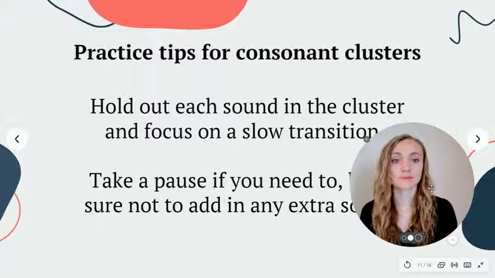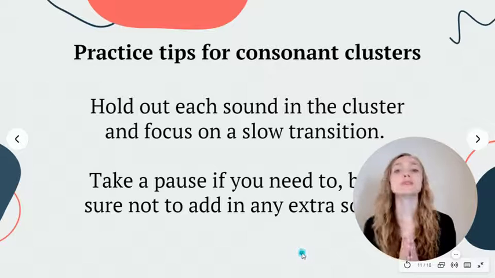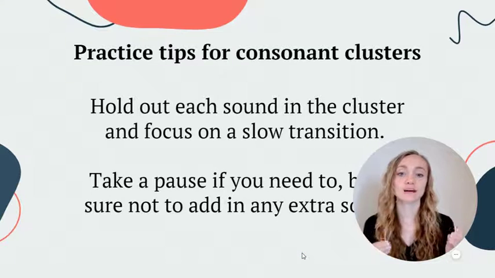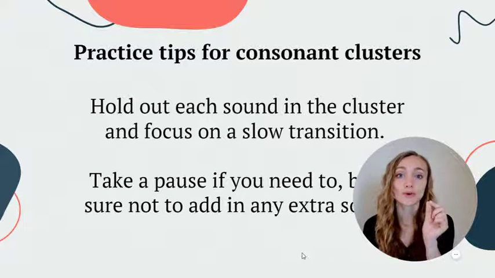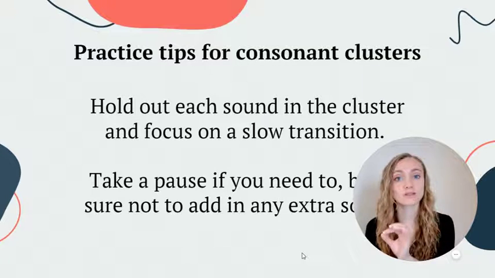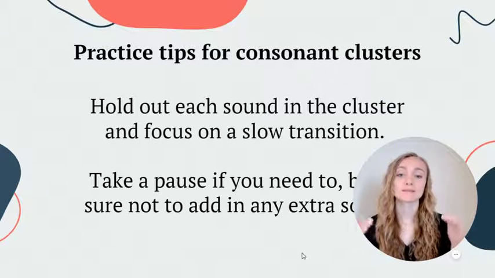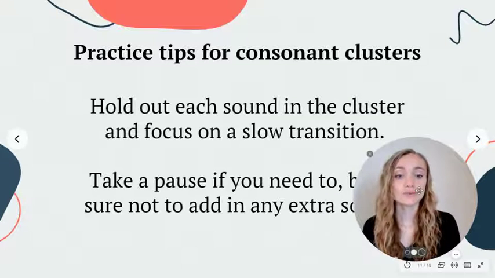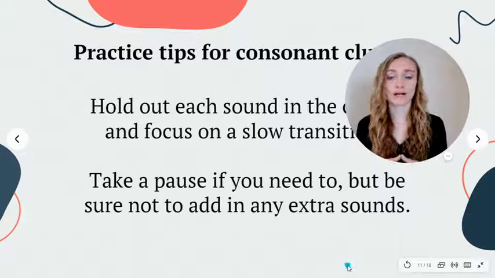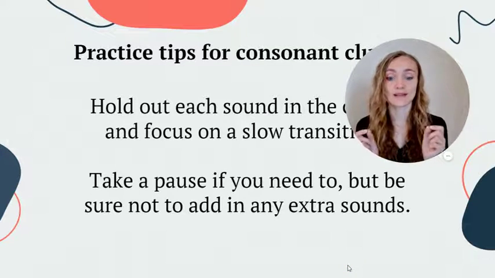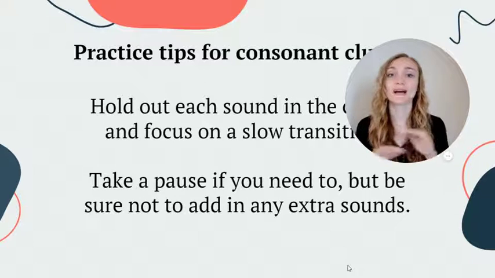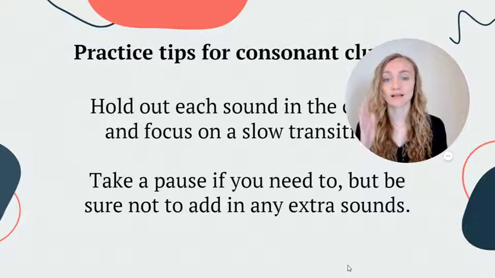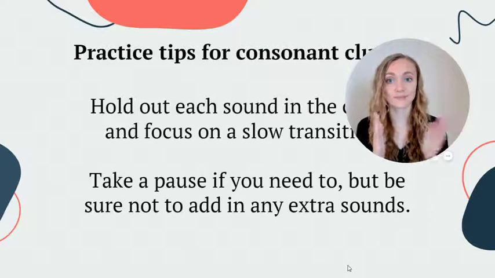So here are some practice tips for consonant clusters. When we're practicing, we're going to hold out each sound in the cluster to focus on a slow transition. Within each group of sounds, we're going to slow it down, hold them out, and practice making that transition without putting in an extra vowel. It's fine to take a pause in between the consonant sounds when we're practicing, but we want to make sure that we do not add any extra vowel sounds, okay? We just want the consonant sound, the consonant sound, consonant sound.